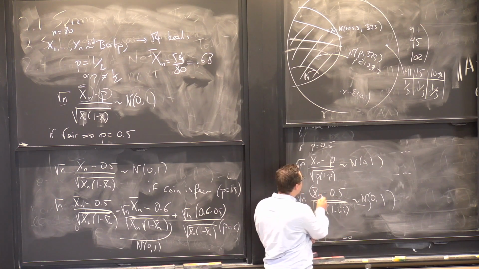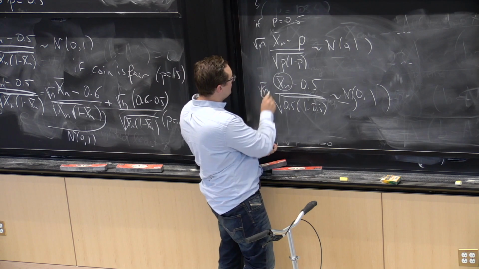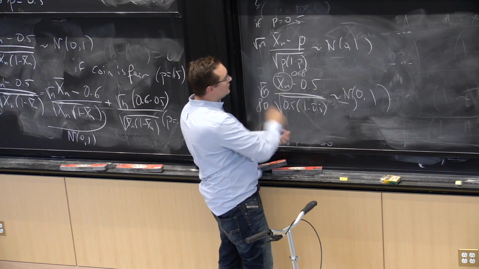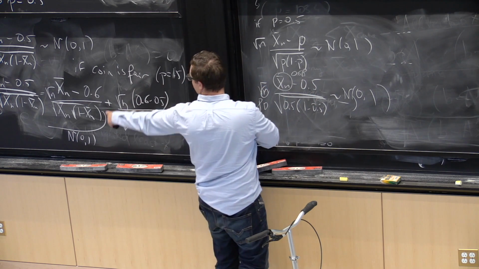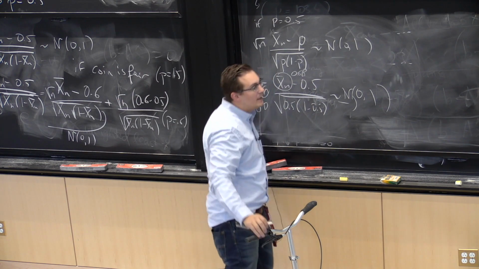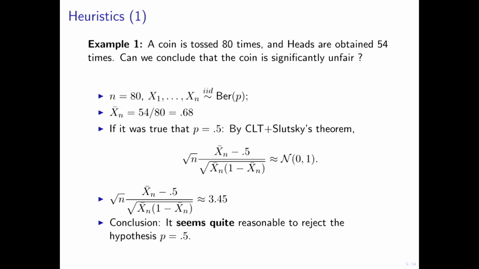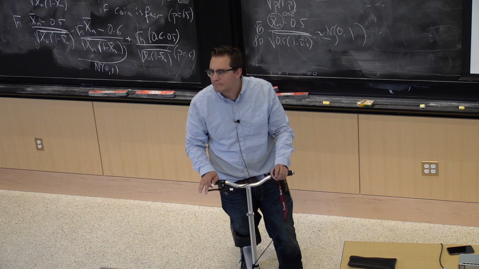OK, so now I can plug in this number. So this is square root of 80, this is 0.68. I can compute all this stuff here as well. And what I get in this case, if I put the xn bar(1 minus xn bar), is 3.45. And now I claim that this makes it reasonable to reject the hypothesis that p is equal to 0.5. Can somebody tell me why?